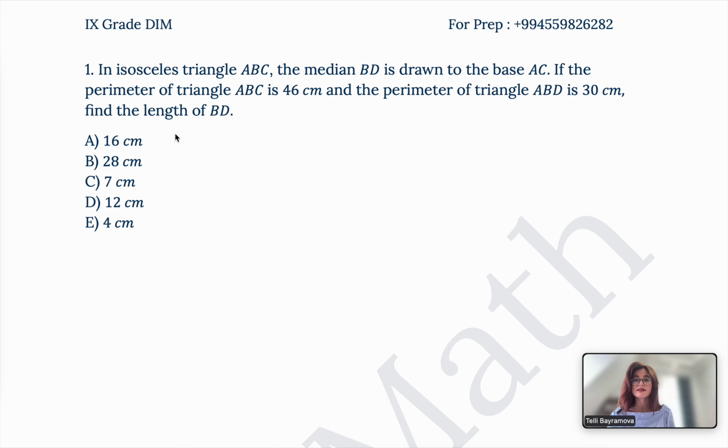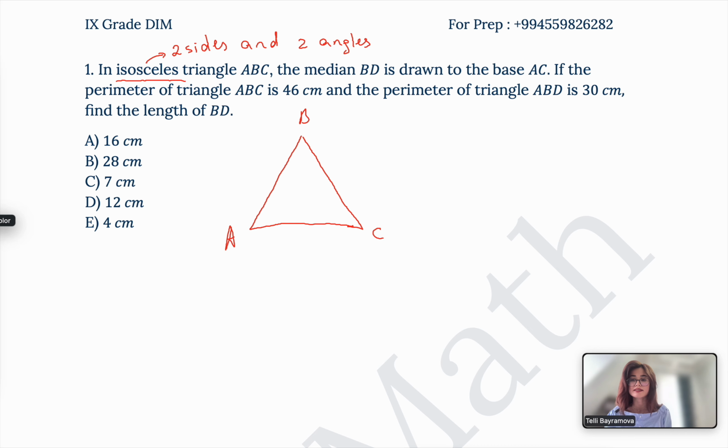Let's go, guys. In an isosceles triangle, what does isosceles triangle mean? Isosceles triangle means that two sides and two angles are equal. So let's draw an isosceles triangle ABC. The median is drawn to the base AC. So median BD.